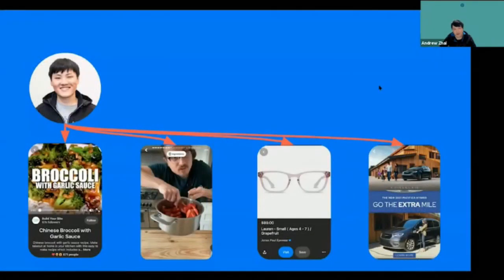Pinterest is quite complex. A user can come to Pinterest and interact with many types of ideas. Some are organic content, like this broccoli with garlic sauce pin that links to an underlying detailed recipe website for more information. Or I can view this idea pin, content from our creators made just for Pinterest, with pages of images or videos showing me details on how to make this dessert. Or I can purchase this product, or I can watch this ad.